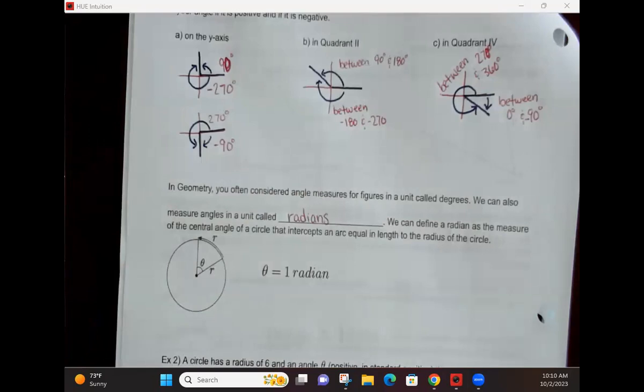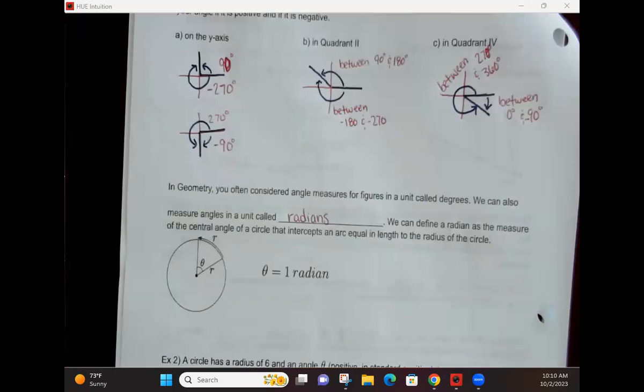We use radians pretty much exclusively when we talk about trigonometric functions in algebra courses. So in Algebra 2, in pre-calculus, in calculus, anytime we talk about angle measure, we're talking about radians, okay? So we can also measure angles in a unit called radians.